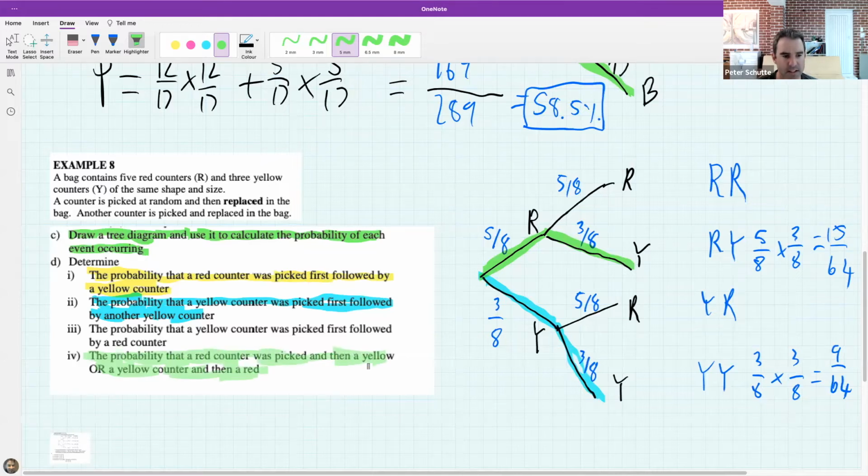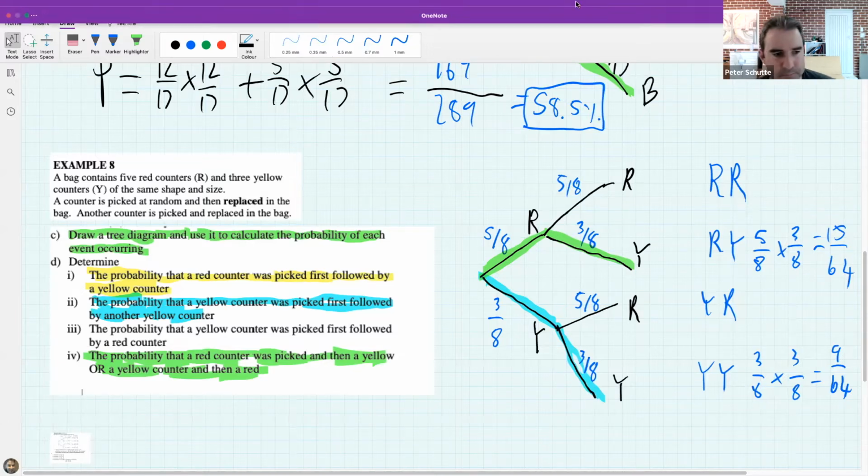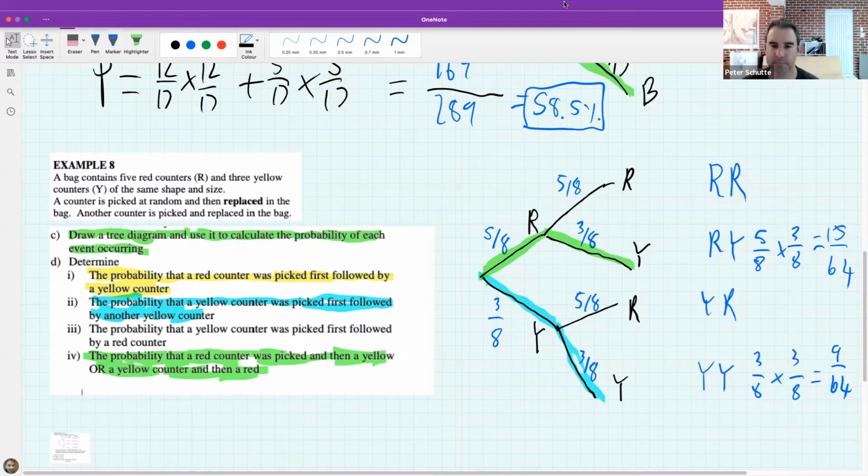What's the probability that a red counter was picked and then a yellow, or a yellow counter and then a red? What's the probability going to be of that? There's a couple more words going on in that one. Because when we say the word or, what that does mean something specifically.